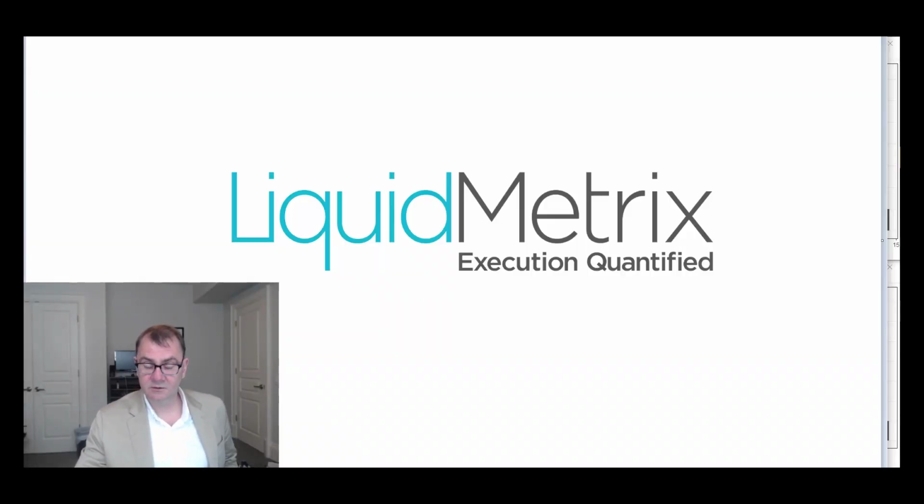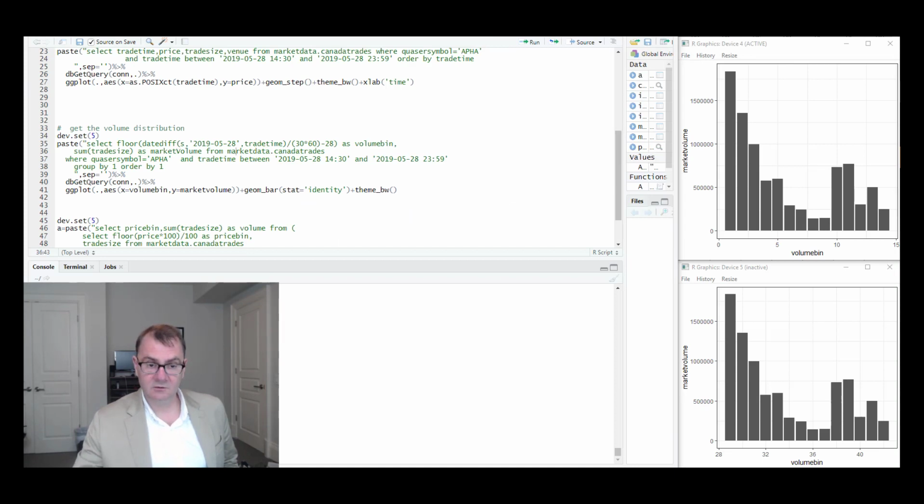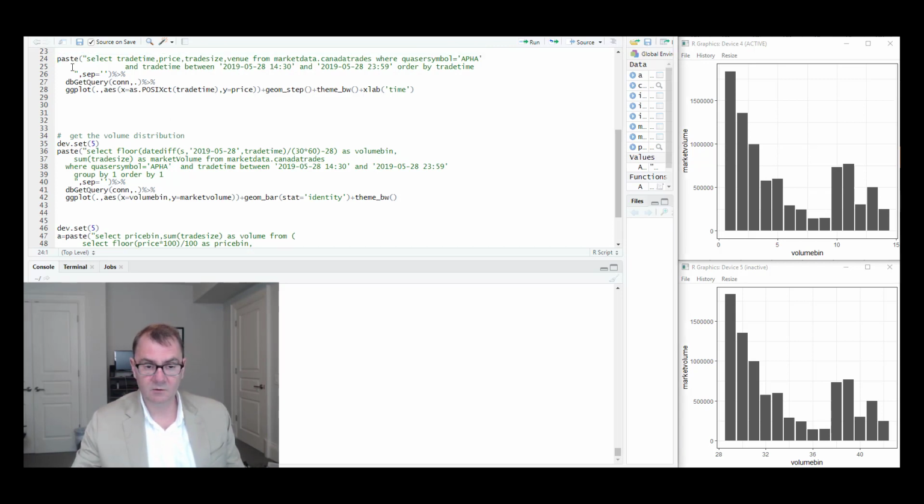Okay, so what we want to do now is take a look at some of the details of the calculation that goes into the intraday volatility. In order to do that, I'm going to use the R programming tool, which you can see here. The first thing we're going to do is take a look at this query up here. We're going to select the time, price, trade size, and venue for every trade that we see for a particular symbol. In this case, we're picking APHA, and we're looking between the market open in GMT on May 28th to the close. So this is going to be a typical time series of price.